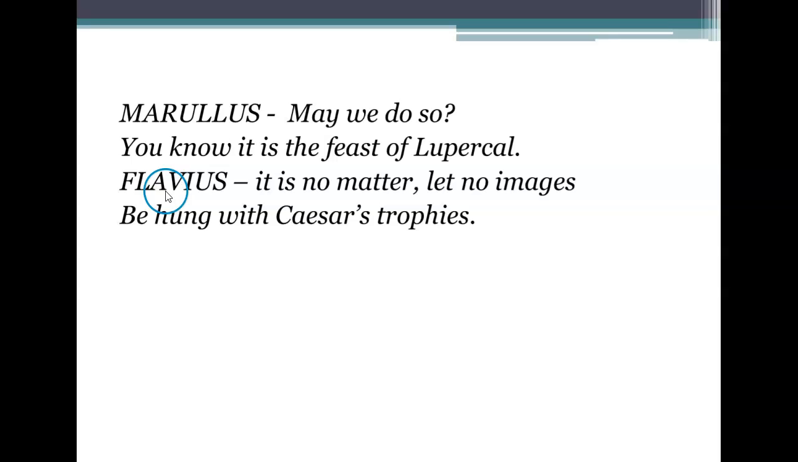Now this is the fourth question, the last one from the Evergreen workbook. Marullus: "May we do so? You know it is the feast of Lupercal." Flavius: "It is no matter. Let no images be hung with Caesar's trophies."